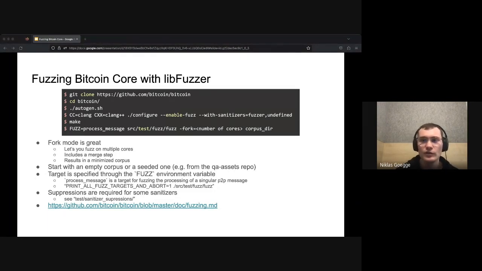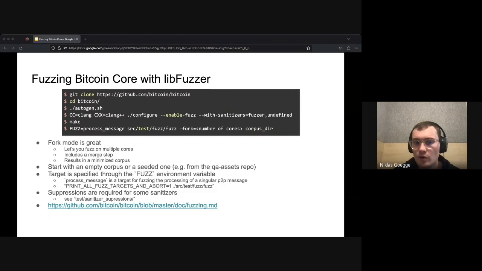And it already includes a merge step. If you just normally run libFuzzer, it'll keep adding inputs to your corpus anytime something interesting happens, but it doesn't minimize the corpus. But with the fork mode, that results in a minimized corpus, because it keeps spinning up new jobs that run for a while, and then they merge the new inputs from those jobs into the base corpus.